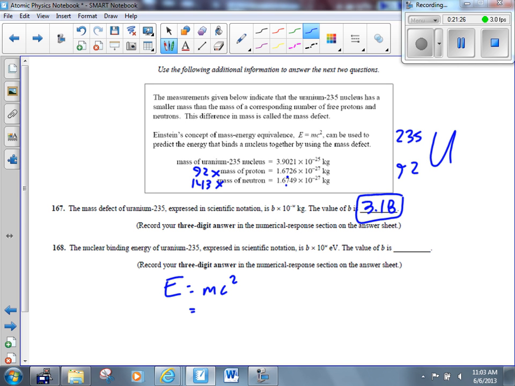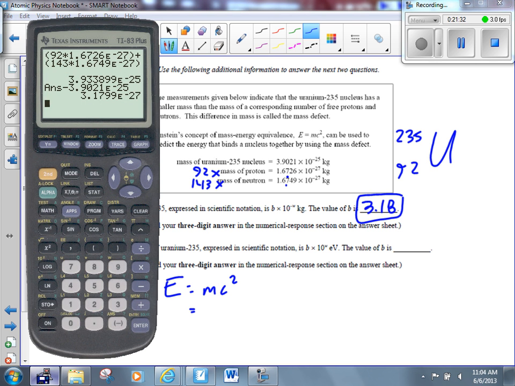All right, our mass defect was 3.18 times 10 to the minus 27. We're going to multiply that by 3 times 10 to the 8, and we're going to square that. We end up getting 2.86 times 10 to the negative 10. Is that right? Oh, it's in electron volts, yeah.